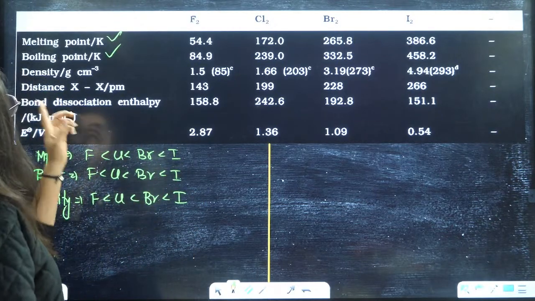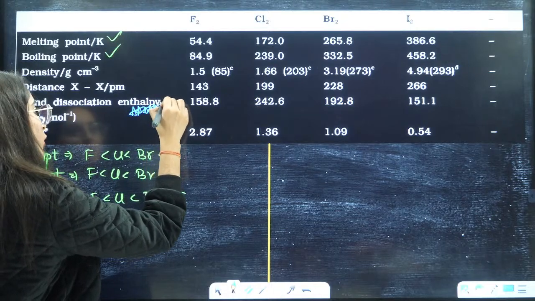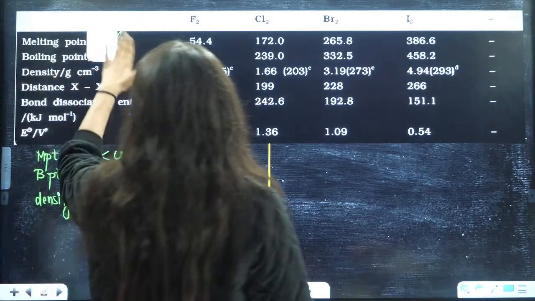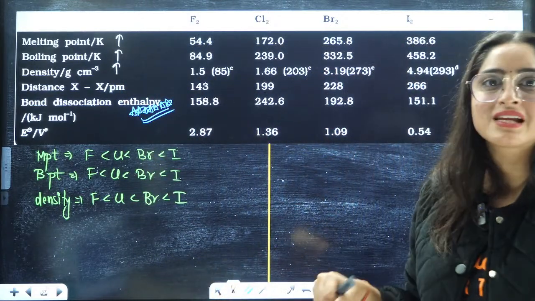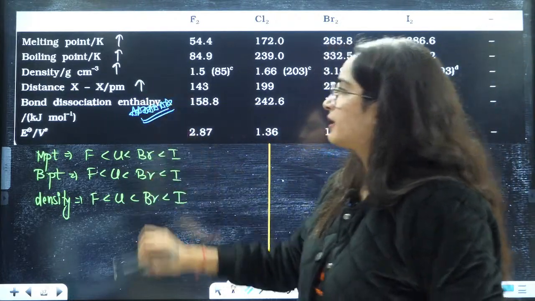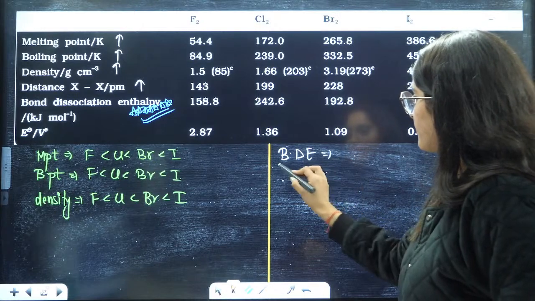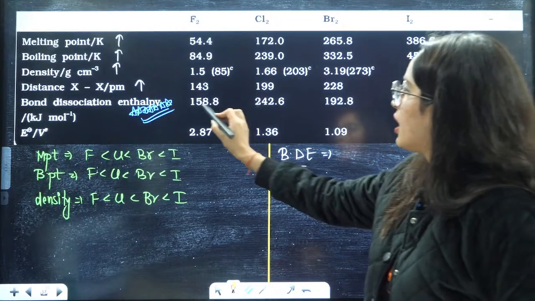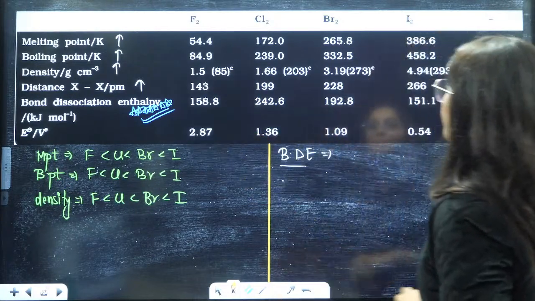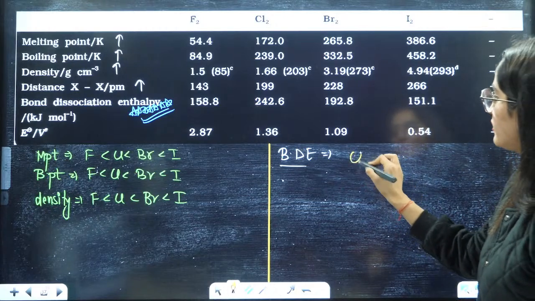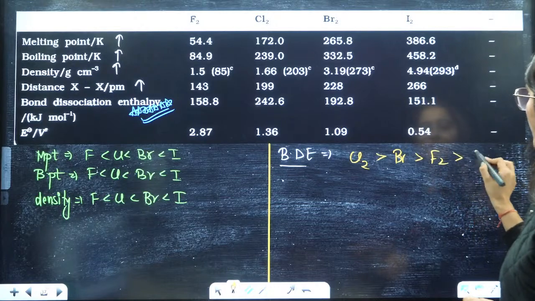Okay. Now the important question is this one: bond dissociation enthalpy. This is a very, very important point from where questions are asked. Firstly, bond distance is also increasing, no issues. Down the group it is obviously increasing because the size is increasing. Simple. Bond dissociation energy: what kind of trend can you see here? Firstly it decreases, then it increases, then again it decreases, right? So basically the maximum is for chlorine, then you have bromine, then you have fluorine, then you have iodine.